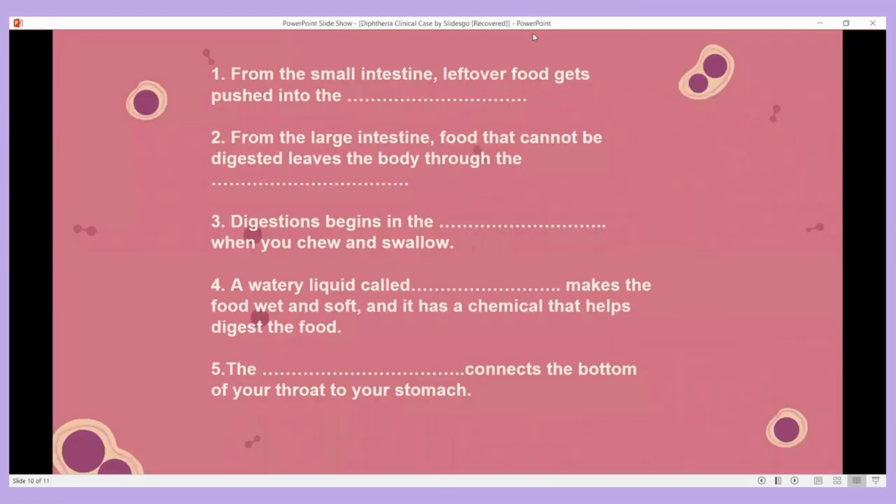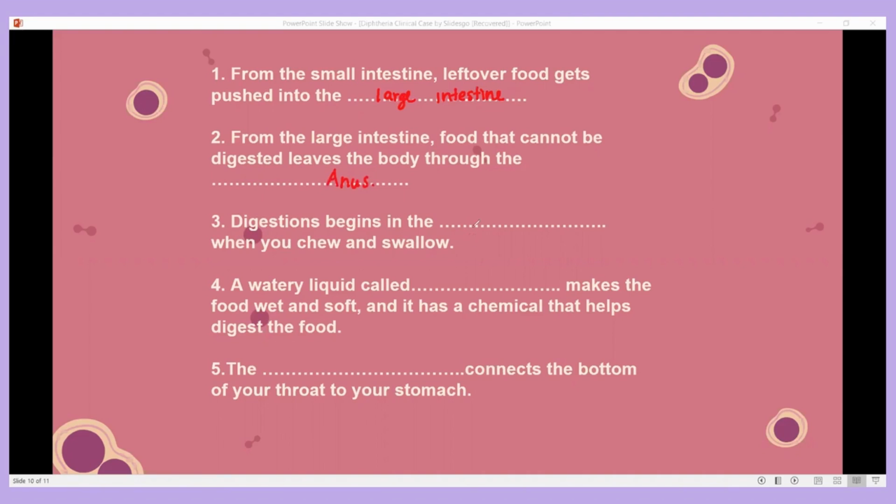We have got some questions at the end to be done. So let's see the questions. The first question says, from the small intestine, the leftover food gets pushed into the, of course, the large intestine, which is the continuity of the small intestine. The next one: from the large intestine, food that cannot be digested now has to leave the body, and it is done through the anus.